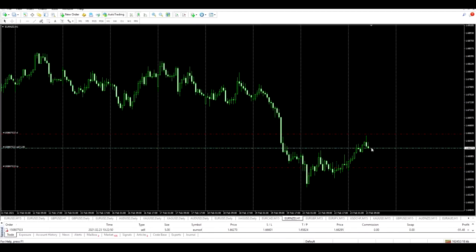And I'm back, and we can see that my entry has just been hit. And so we're in the trade, and I'll be back to monitor the progression of the trade. That's my target there. That's my stop loss. And there's where price is at the moment.